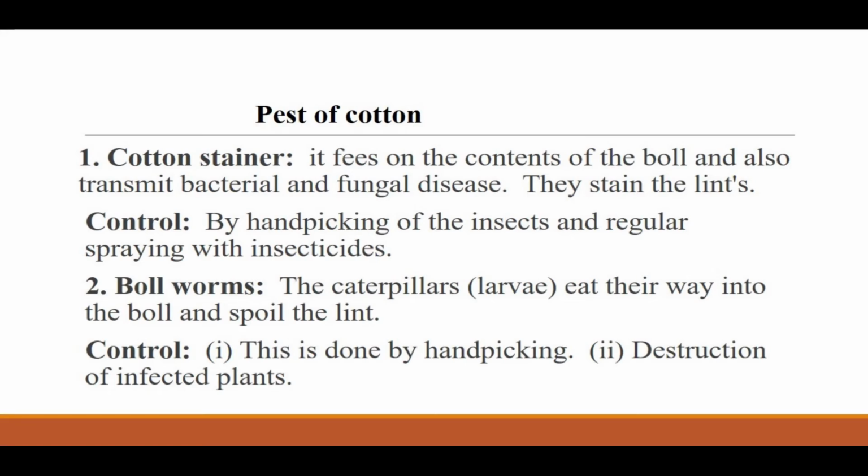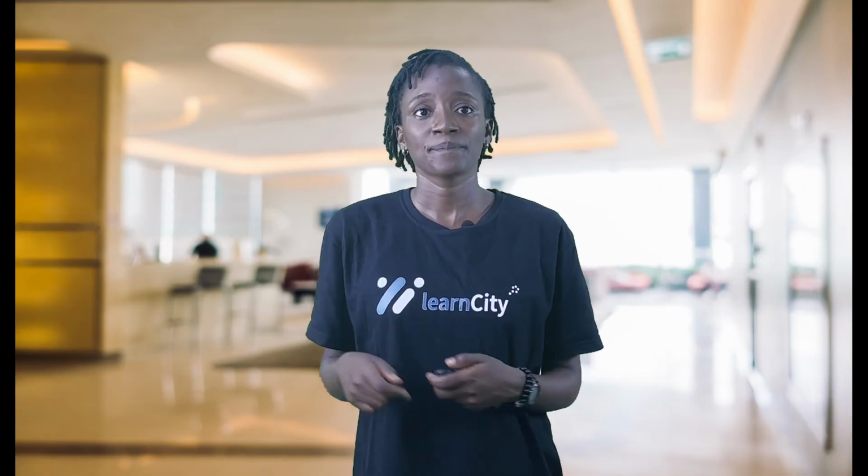We have the boll worms. Examples of these boll worms are the caterpillars, and they eat their way into the boll and spoil the lints. How do we control them? It is mainly done by handpicking and destroying of the infected plants.